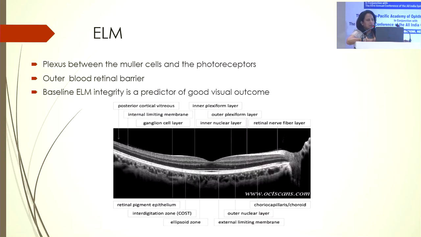The outer retinal layers: the external limiting membrane is a very important layer because it is an outer blood retinal barrier, and whenever this gets compromised, the next thing that may get affected is the photoreceptors, and thus it is a very good predictor of the visual outcome.